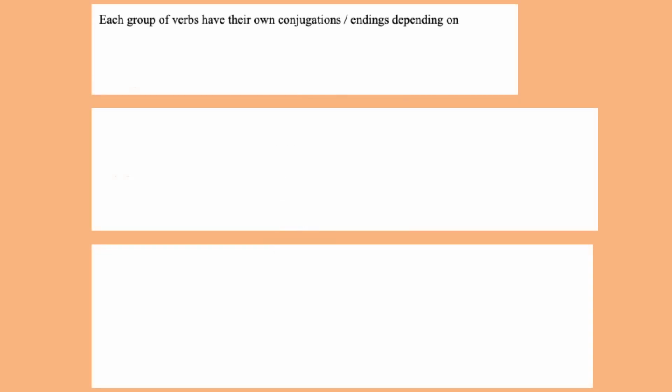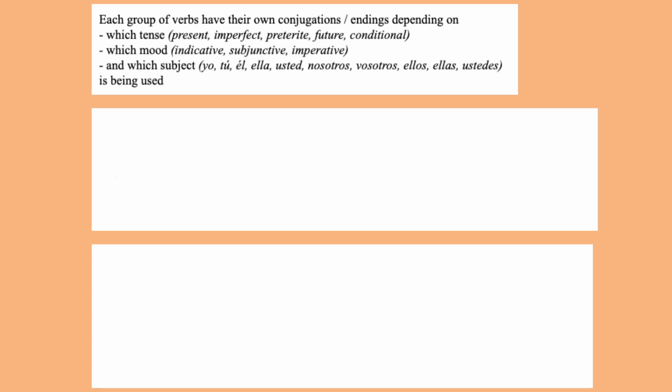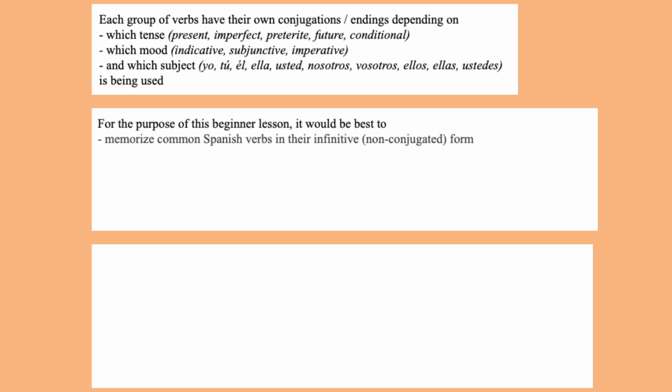Each of the three groups of verbs have their own types of verb endings or conjugations, depending on the tense, mood, and subject being used. If you have not already done so, it will be best if you can memorize some of the more common Spanish verbs in their infinitive or non-conjugated forms.